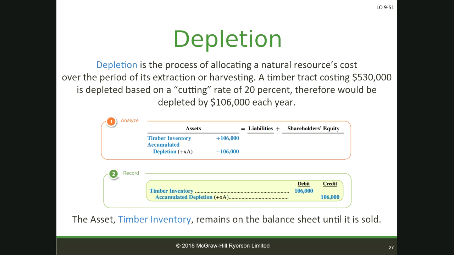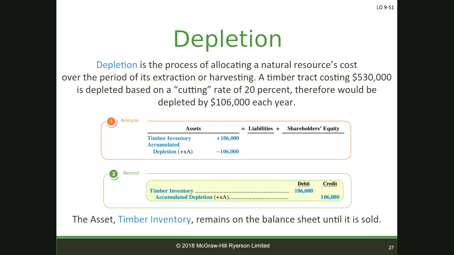Let's say next year we sell half the inventory. So when we do that, we're going to credit timber inventory, debit cost of goods sold. Timber inventory for how much? 53,000, right? If we sold half of the inventory, we're removing half of the inventory and we're going to debit cost of goods sold.